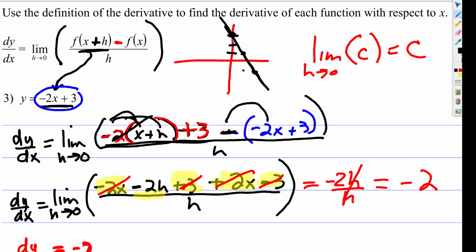And look at the slope of that tangent line right there at that instant when x is equal to 0. Look what that says. That tells us that the slope is negative 2. So we did that correctly.